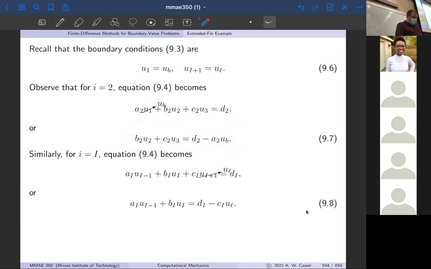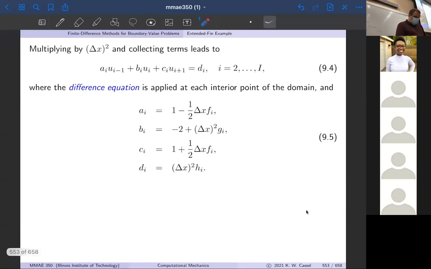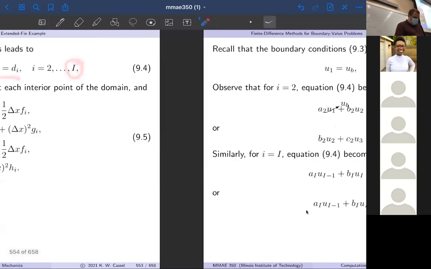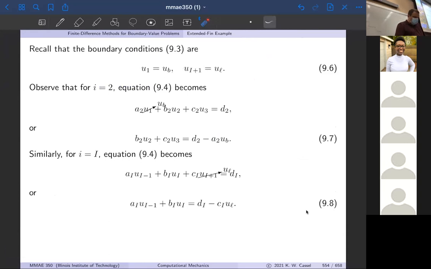Same thing on the right. So the last equation corresponds to little i as big I. So when I put in little i as big I to my difference equation here, and all these I's are capital, I have a_I u_{I-1} plus b_I u_I plus c_I u_{I+1} is equal to d_I. But again, I remember, wait, I know what u_{I+1} is. That's the boundary condition u_L. So if I replace u_{I+1} with u_L, that then goes to the right-hand side because I now know that term, and I get this.